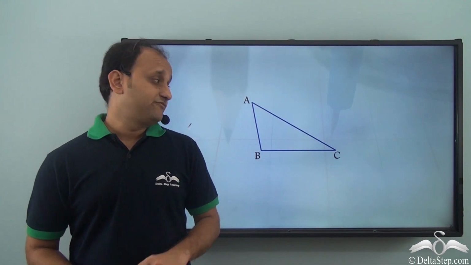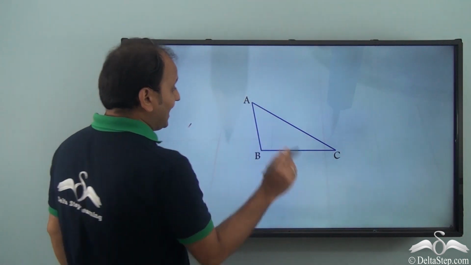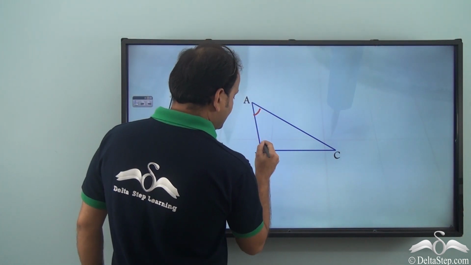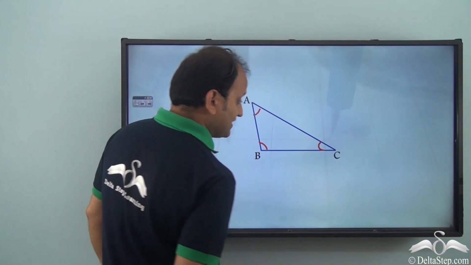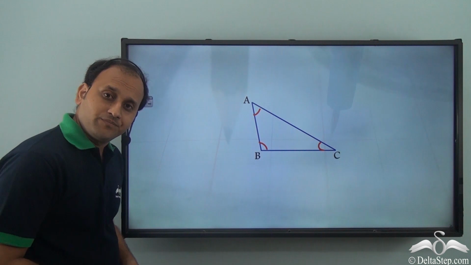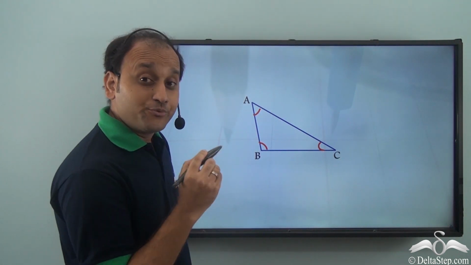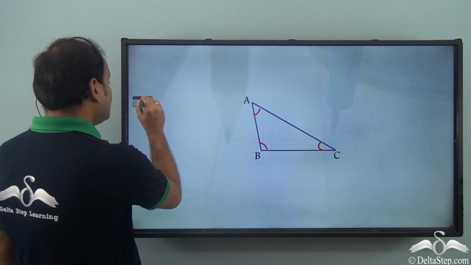What do we have here? We have a triangle. Now in this triangle, we have these three angles, which are the internal angles of this triangle. But what about the external angle? For that, we'll have to produce the sides.